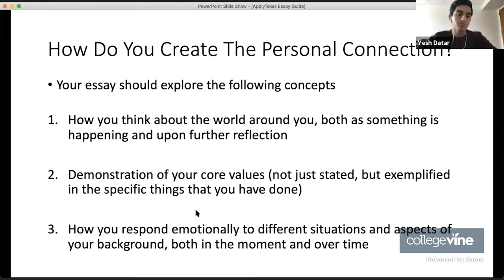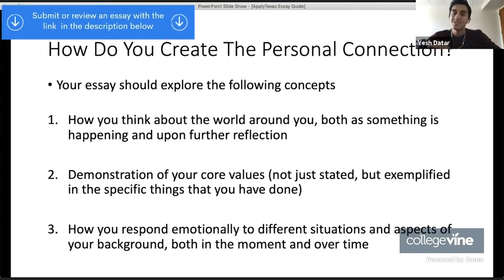Right? And then third, how you respond emotionally to different situations and aspects of your background, both in the moment and over time. So it's not just about the perspective that you see in the world or how you see the world, it's also how you respond emotionally to the world. So do you respond to everything with a smile on your face? Or at times you get sad, but then sometimes you have to realize, hey, you have to bounce back and keep pushing forward despite things being hard, right?